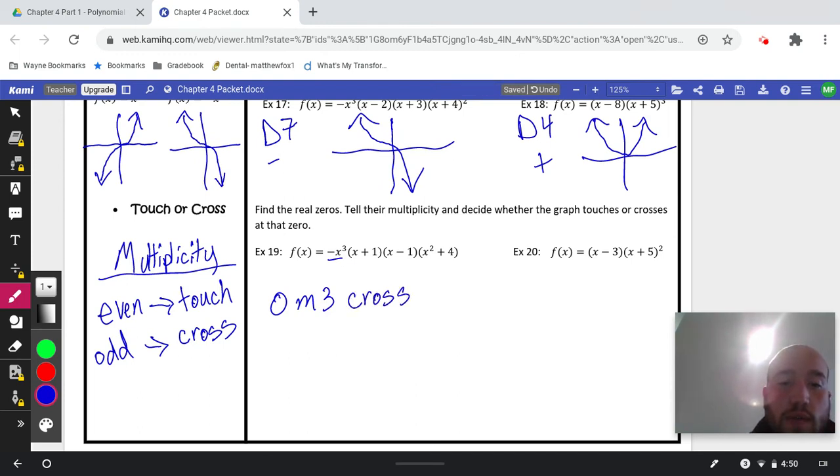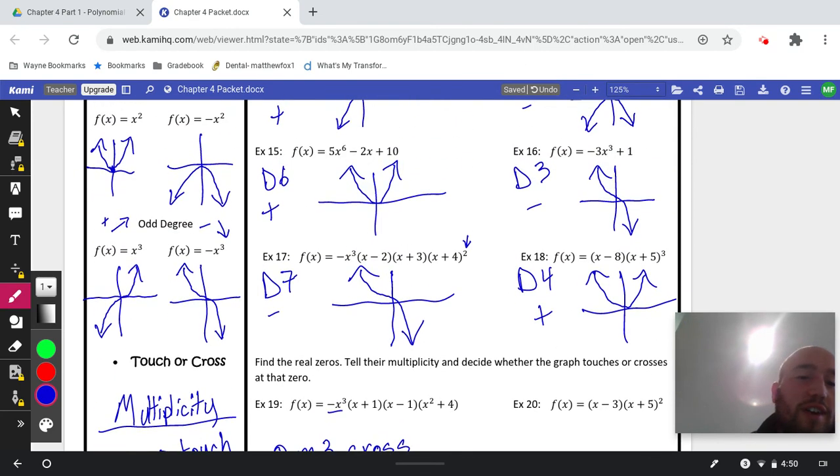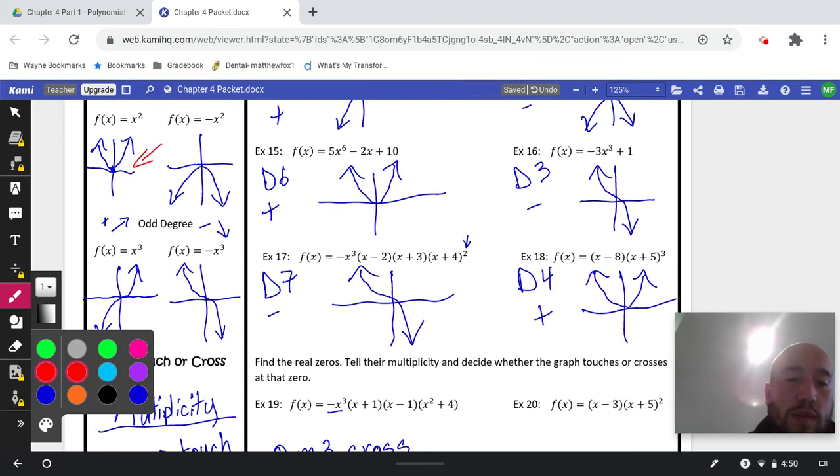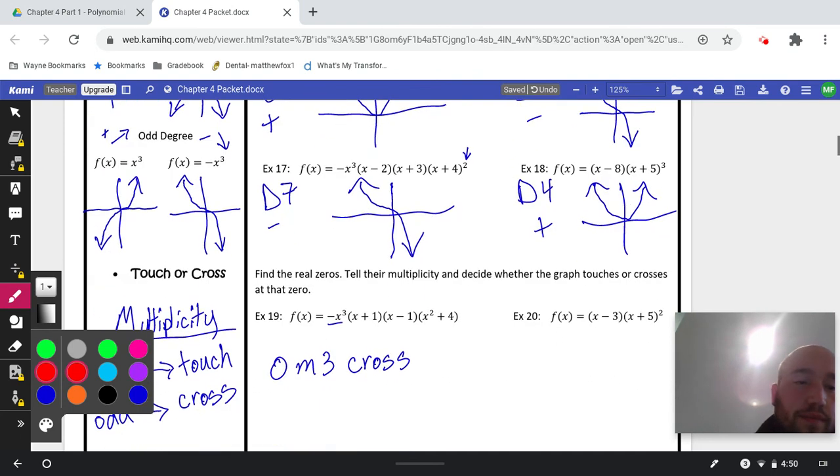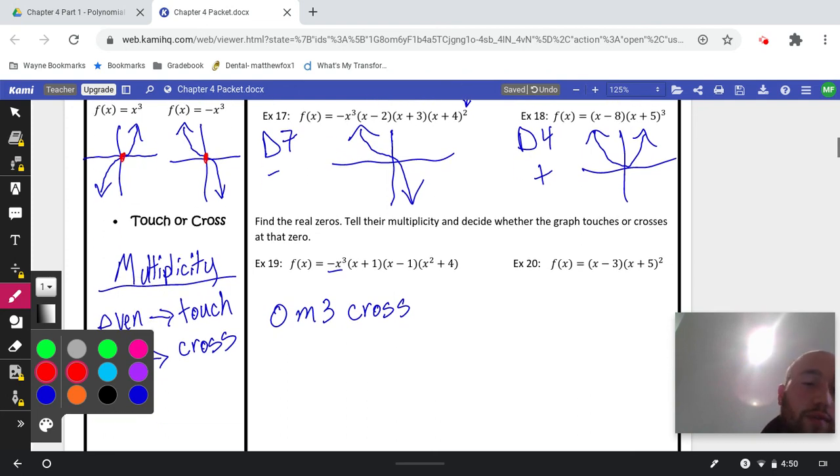Now, some of you might be saying, what does he mean by cross? If you look up here, a parabola is an example of something that touches. It goes and hits the x-axis and touches it right there. It does not cross through. Once again, because that's even. But if it's odd, as we said, it will cross through. It hits the x-intercept and keeps passing through. So that's what we mean. So 0 has a multiplicity of 3 and it would cross.